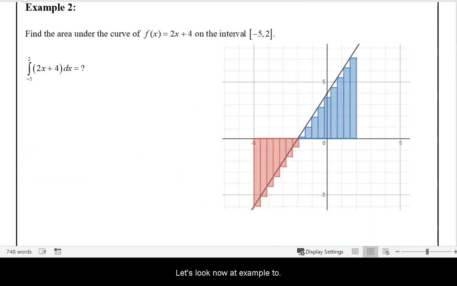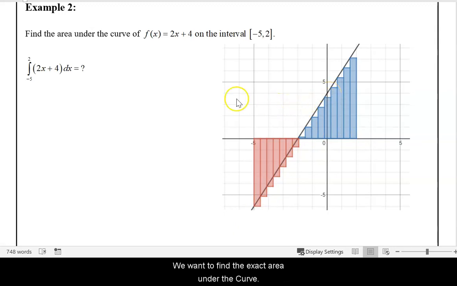Let's look now at example 2. In example 2, we're asked to find the area under the curve of the function 2x + 4 on the closed interval from -5 to 2. I've again produced the graph for you using Desmos between -5 and +2. You'll see that the line is indeed 2x + 4, crossing the y-axis at 4 with a slope of 2.